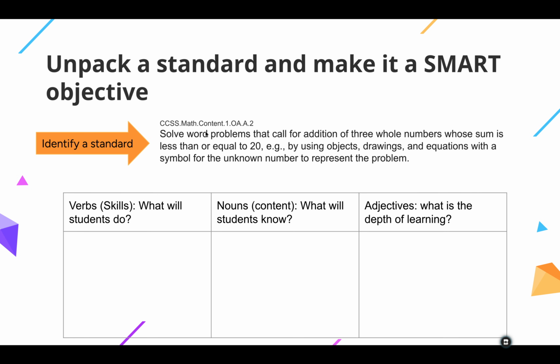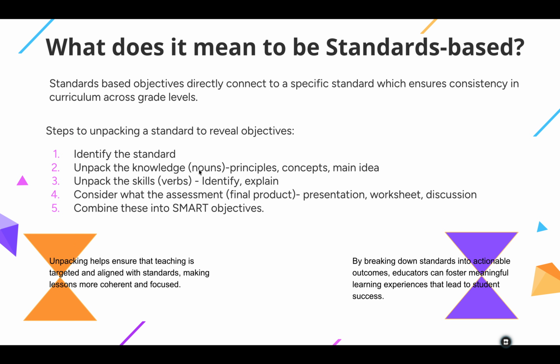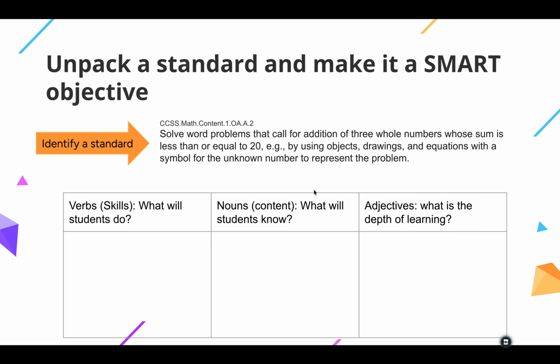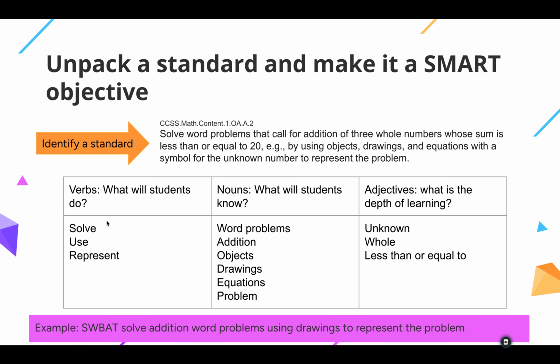So here's an example. This is a first grade math standard. So the first part you're going to do is identify your standard, and then you're going to unpack the nouns, verbs, and adjectives. So we have the verbs, or what are they doing, the nouns, what do they need to know, and the adjectives, the depth of the learning. So here is our first grade math standard, and then here's the unpacking, the verbs, the nouns, the adjectives.